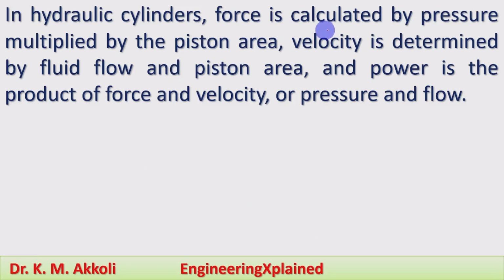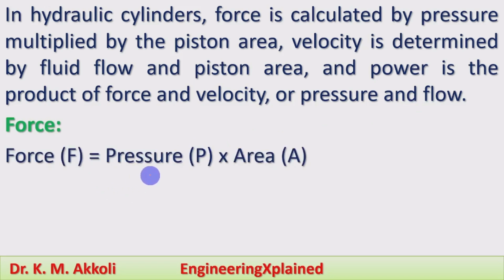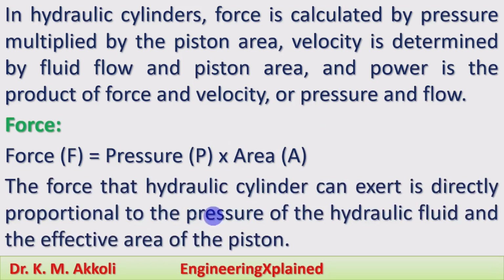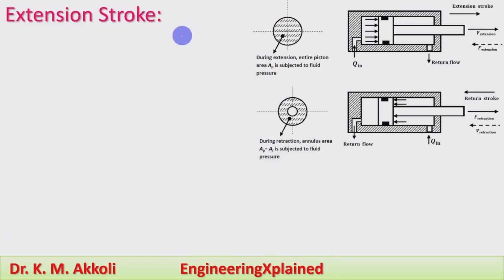In hydraulic cylinders, force is calculated by pressure multiplied by the piston area, and velocity is determined by fluid flow and piston area, and power is the product of force and velocity or pressure and flow. Force first, we will take force F is equal to pressure P multiplied with the area A. The force that a hydraulic cylinder can exert is directly proportional to the pressure of the hydraulic fluid and the effective area of the piston. Here, two pressures will be acting: during the extension stroke the force will be one value, and during the retraction stroke the force will be different. First, we'll take the extension stroke.